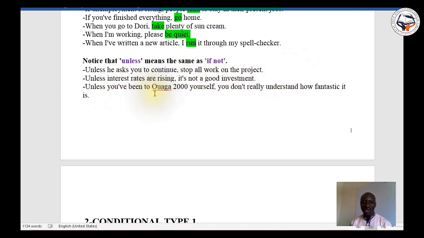Unless you've been to Ouagadougou yourself, you don't really understand how fantastic it is. But here in Burkina Faso, the people were called... All right, you can say: unless you've been to Ouagadougou yourself, you don't really understand how fantastic it is.